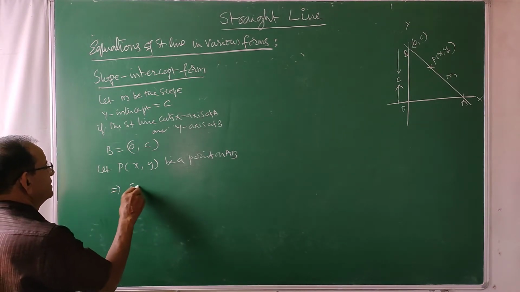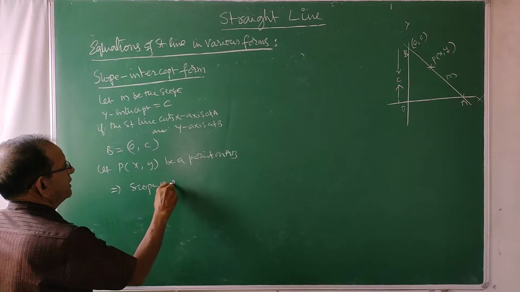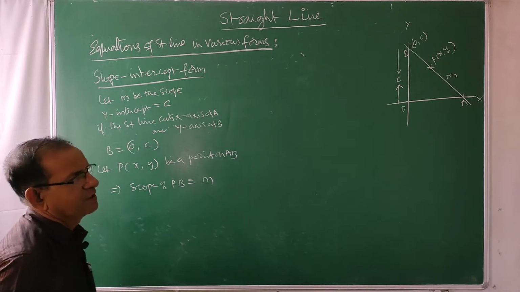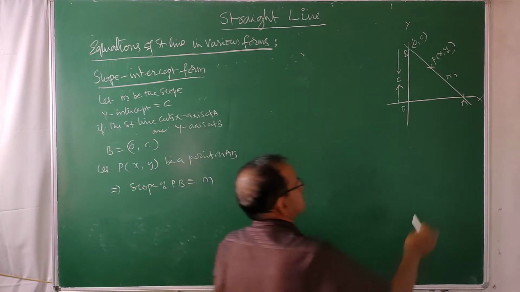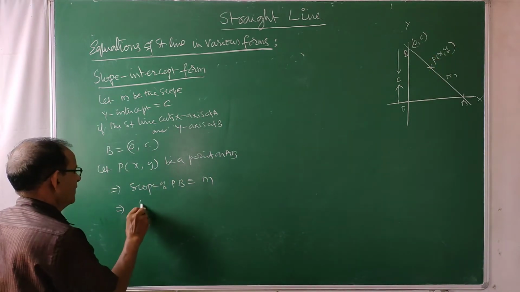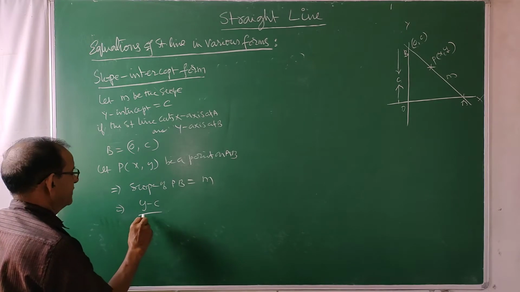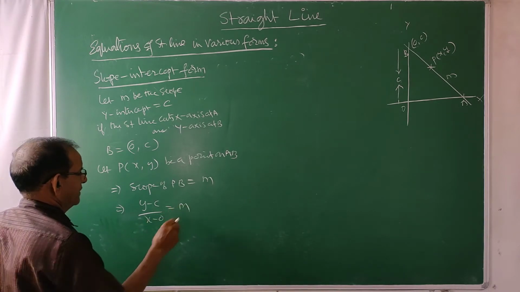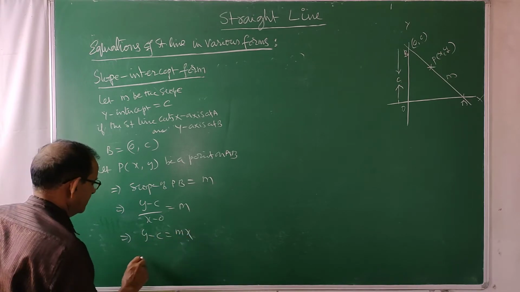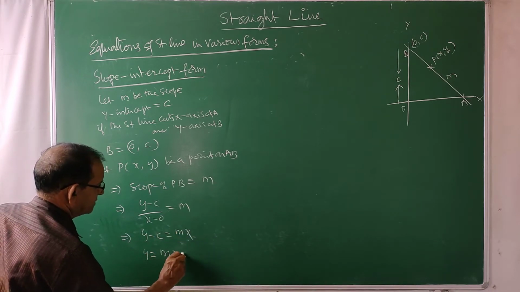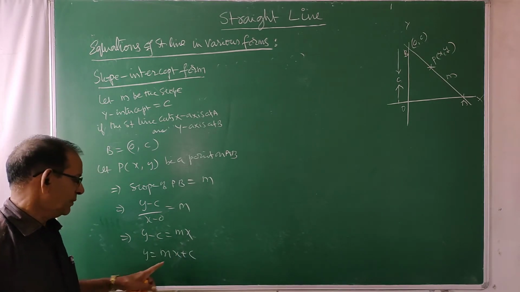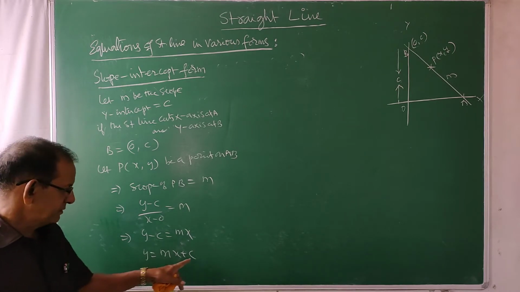That implies slope of PB is given as m. What is the formula for the slope? Difference of y coordinates by difference of x coordinates: (y minus c) by (x minus 0) is equal to m. Take cross multiplication, y minus c is equal to mx. So y is equal to mx plus c. This is the equation of the straight line in the slope intercept form. m is the slope, c is the y-intercept.